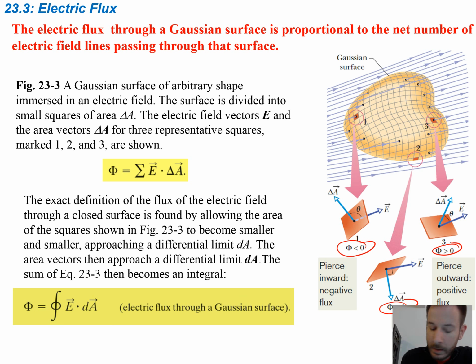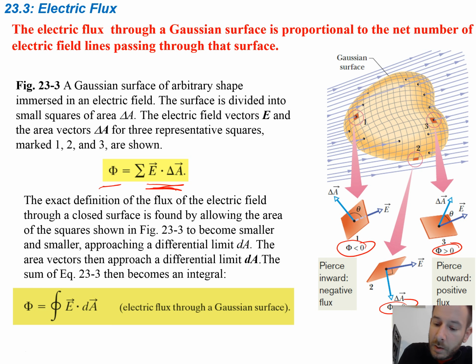Okay. So here's the equation we're going to use for flux. Flux is going to be the summation of our electric fields dotted with our areas. Right? So all the electric fields dotted with each individual area element. Now, the exact definition of flux of the electric field through a closed surface is found by allowing the area of the squares to become smaller and smaller and smaller until they approach the size of a differential limit dA.